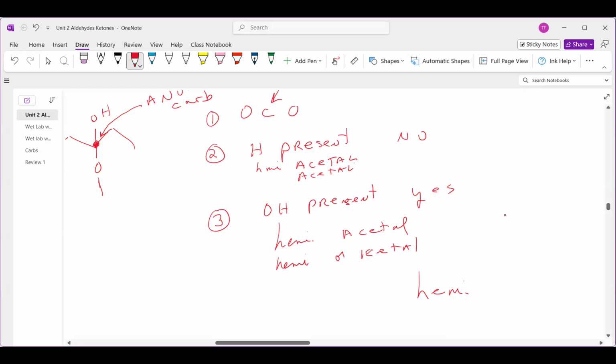Okay, look at the H. Is there an H there? No. So that means it's not an acetal. It's got to be a ketone. So that is a hemiketal. Now this takes a lot of practice looking at stuff. You may find a molecule that's got, oh, for example, let me show you.